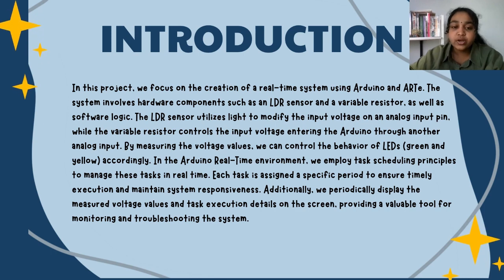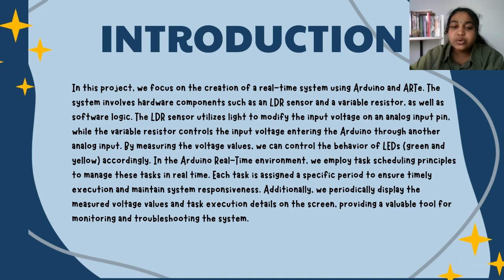The system involves hardware components such as LDR sensor and variable resistor, as well as the software logic. The LDR sensor utilizes light to modify the input voltage on an analog input pin, while the variable resistor controls the input voltage entering the Arduino through another analog input. By measuring the voltage value, we can control the behavior of the green and yellow LEDs accordingly.